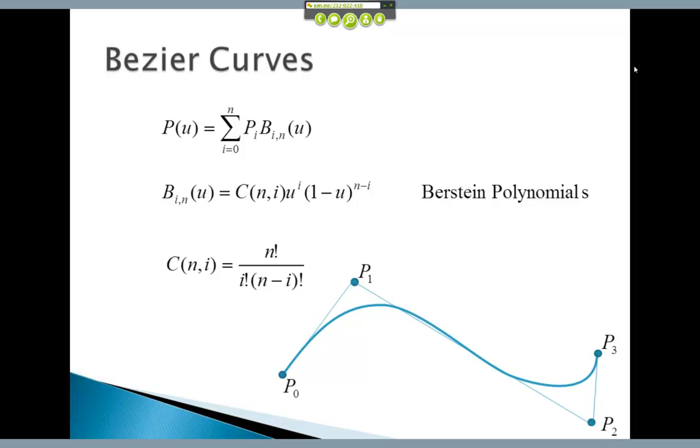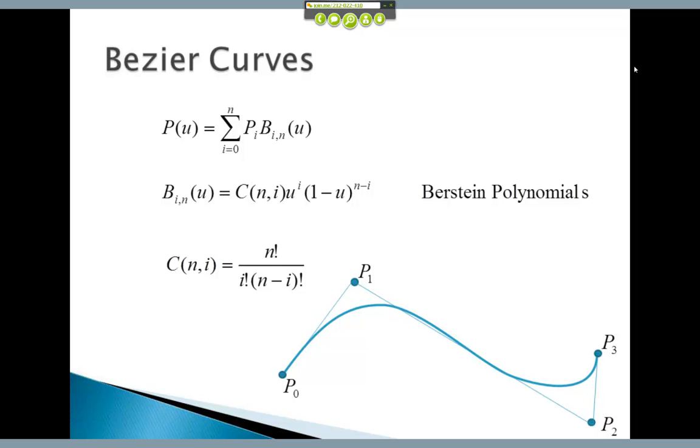So let's talk a little bit about the behavior of this curve. P0 and P1 define the slope at P0. P2 and P3 define the slope at P3. The curve interpolates P0 and P3, but it does not interpolate the other 2 points. It does not go through them. So a Bezier curve is always controlled by its endpoints and by the beginning and ending slope, as defined by the vectors defined by P0, P1, and P2, P3.